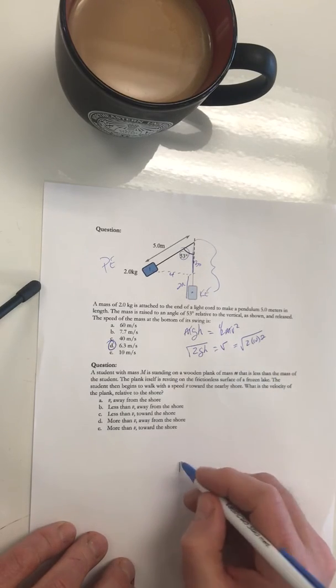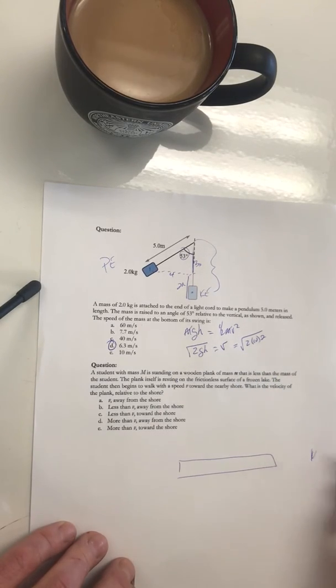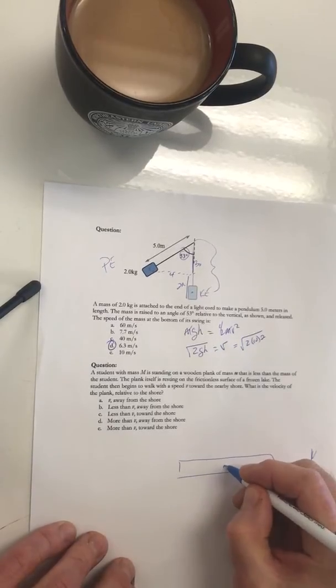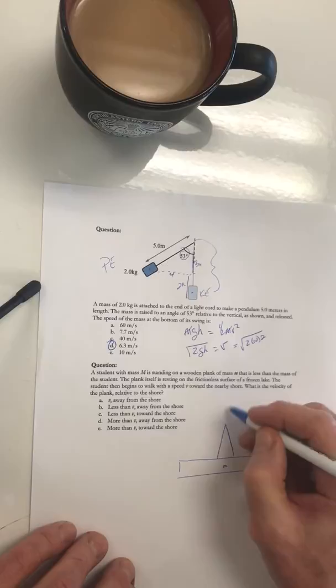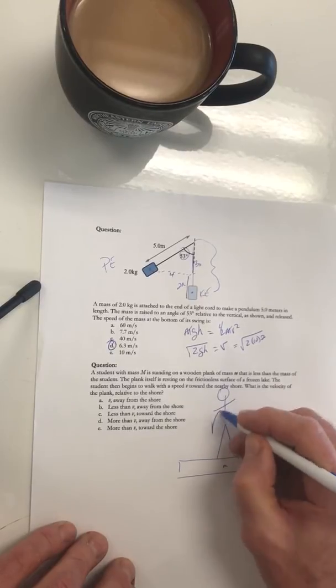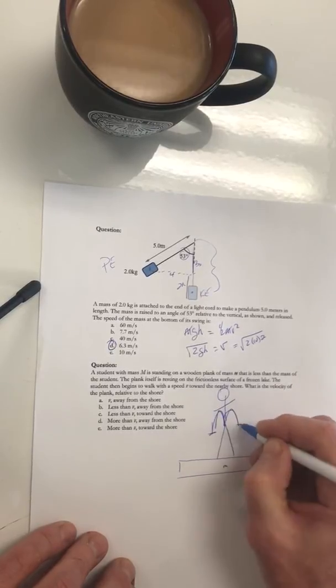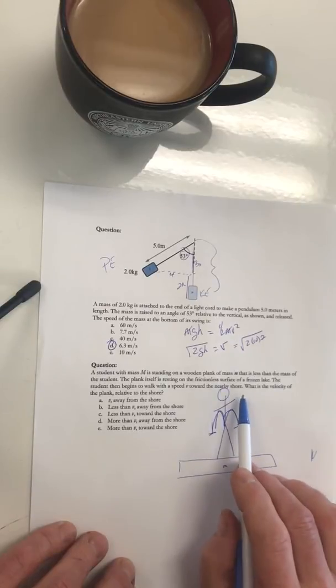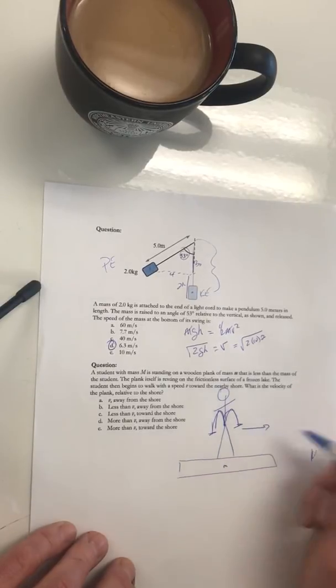Okay, so here's the shore. Doesn't need a picture for this. We need a picture for this. Student's the big mass. So we got this little board, a little mass. We got a big student with a big mass. And this guy's going towards the shore.